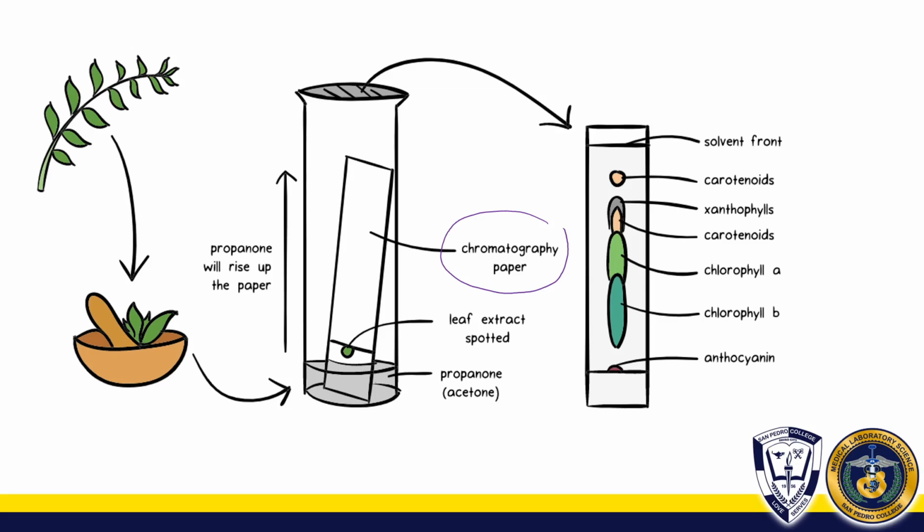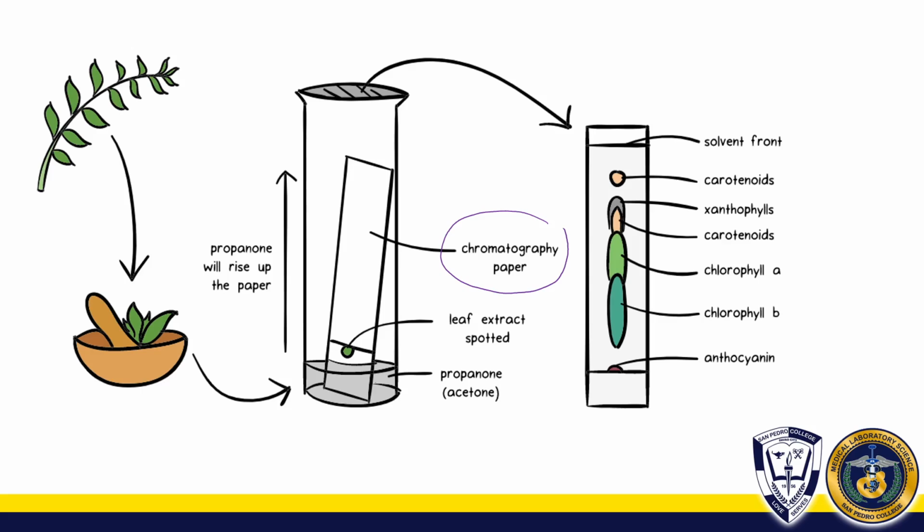I really remember doing this, I think even during elementary or high school. On a paper, you use a marker to make a dot, and then you soak it with water, and through capillary action, the water rises up your paper and separates different colors. So that is actually the principle behind your paper chromatography, as you can see here.